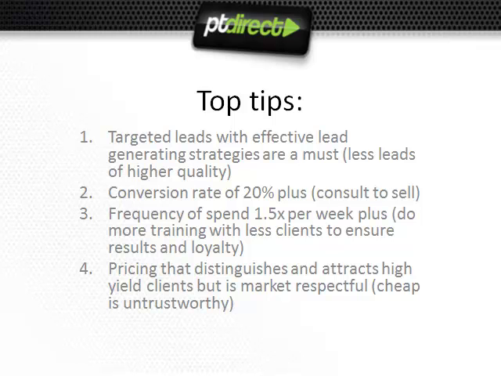So moving off conversion rate now into the top tips around frequency of spend. As I've said earlier, 1.5 times a week or more. That means you do more training with fewer clients to ensure that they get results and you've got a nice loyal client base. And then lastly, tip number 4 here, pricing that distinguishes and attracts high yield clients but is market respectful. What that means is don't be cheaper than everyone else, be a little bit more expensive if you can. So if the price on average is $60, then be $65.